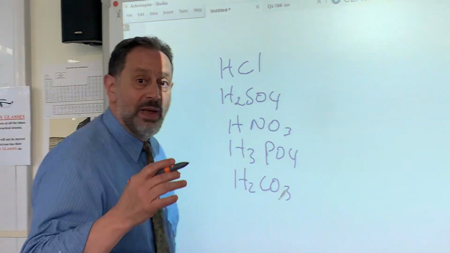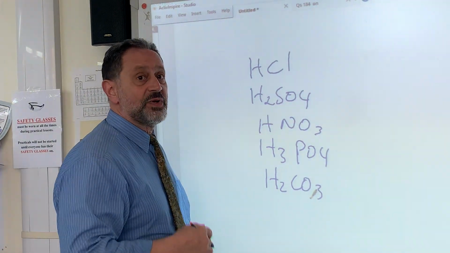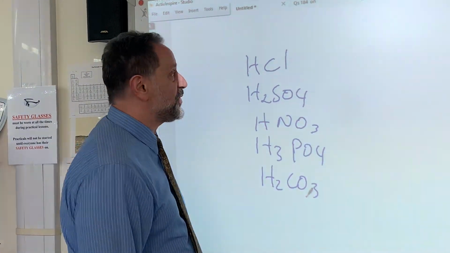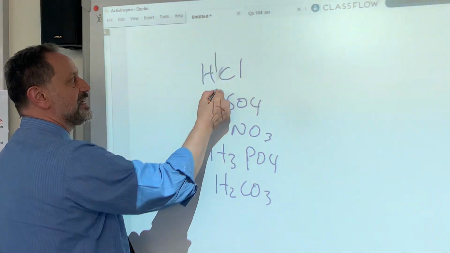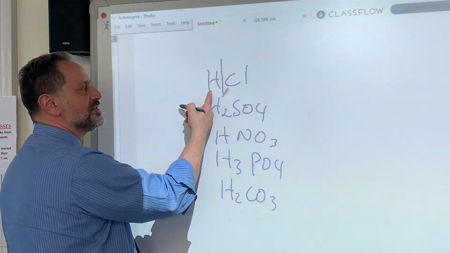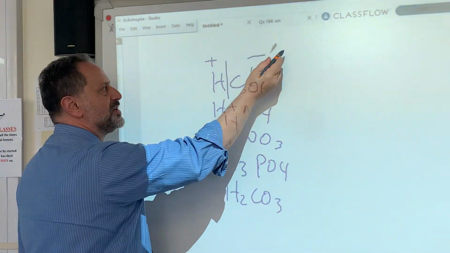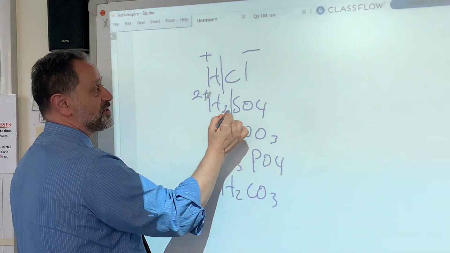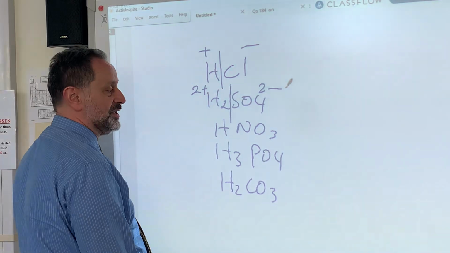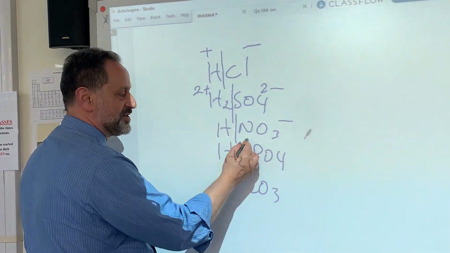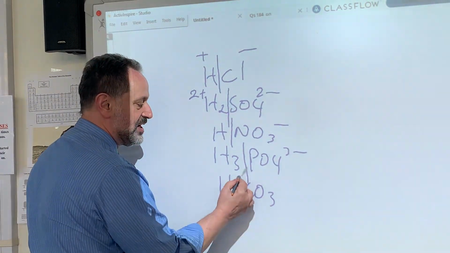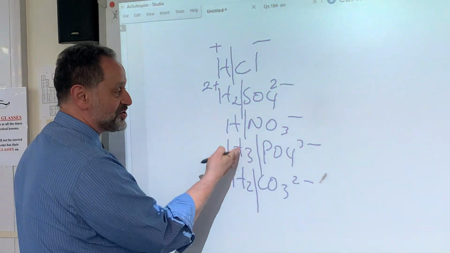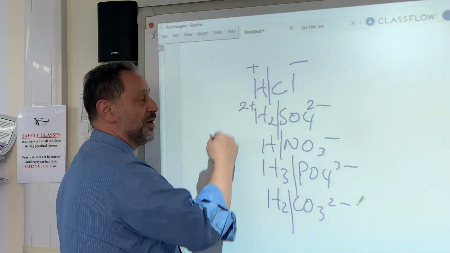Now, again, you don't need to memorize anything. If somebody asks what is the charge of sulfate or nitrate or phosphate, you can work it out this way as well. Hydrochloric acid releases 1 hydrogen ion, so that side is 1+, and chloride is 1-. And therefore, sulfuric acid has 2+ over here, so sulfate ion is 2-. Therefore, nitrate is 1-. Therefore, phosphate is 3-. Therefore, carbonate is 2-. Because they have 2 hydrogens, 3 hydrogens, 1 hydrogen, 2 hydrogens, 1 hydrogen ion.